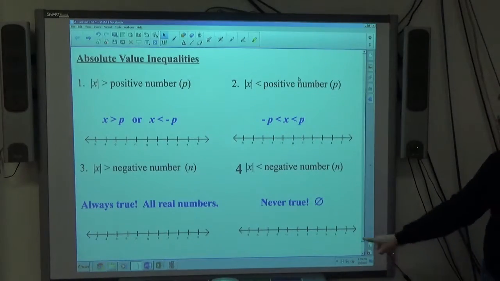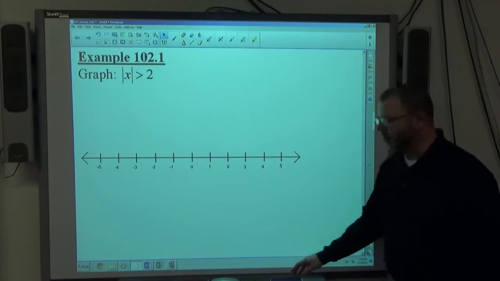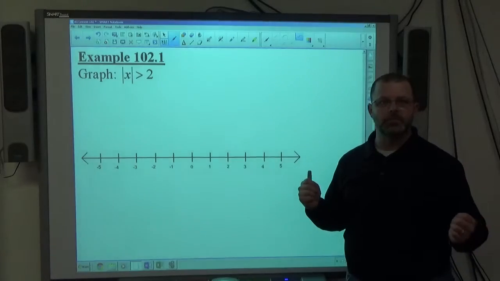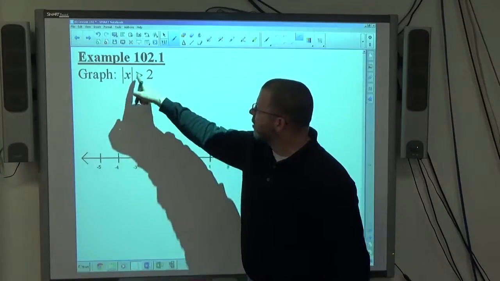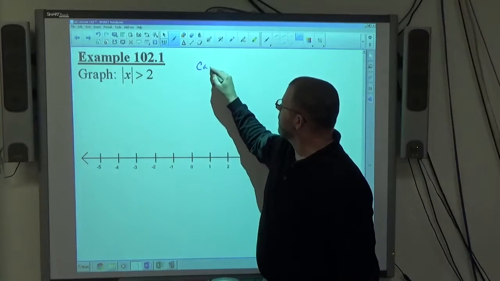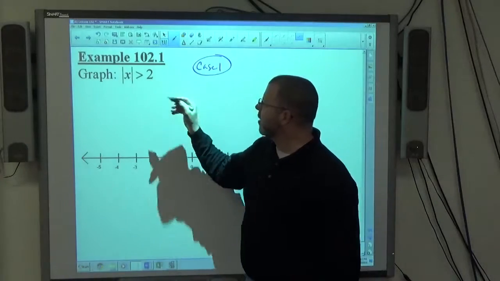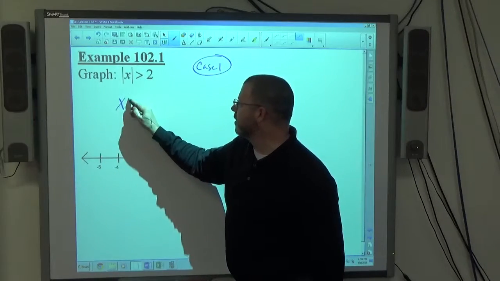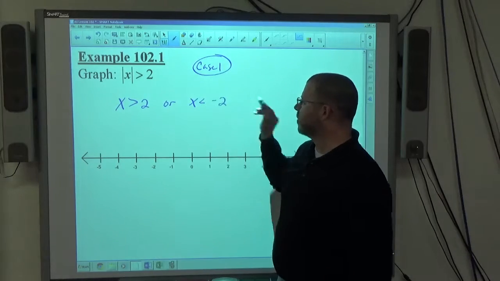Alright, so let's give it a shot with number 1. Graph absolute value of x is greater than 2. So this one's already where it needs to be, right? Absolute value expression all by itself, inequality symbol, number. It's greater than a positive number, which is case 1. Case 1 tells me that if I have absolute value greater than a positive number, I write either x is greater than that number or x is less than negative that number.